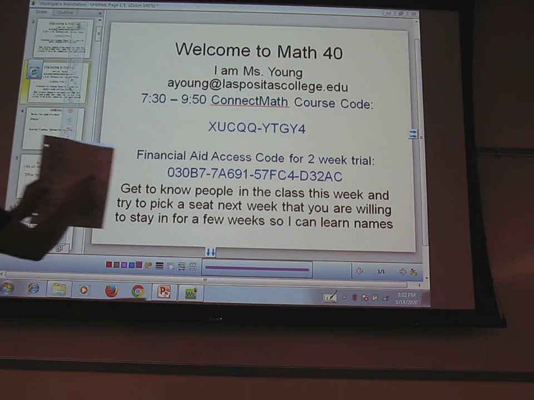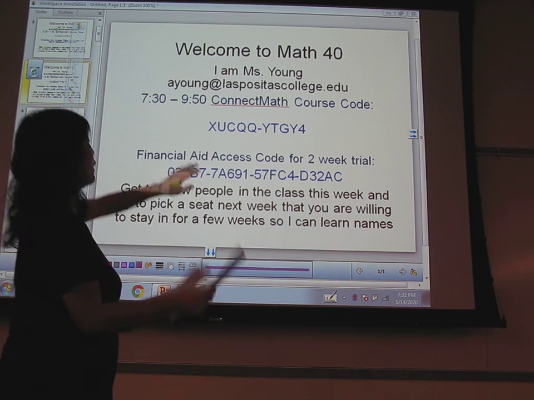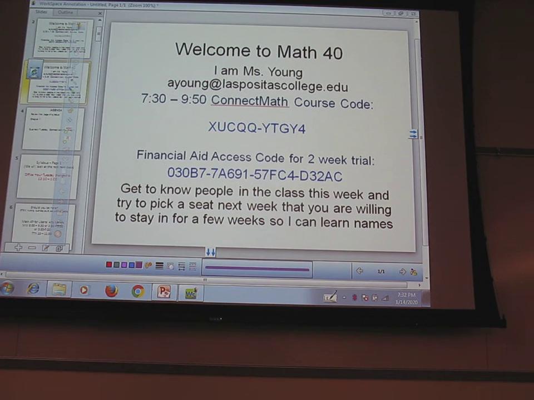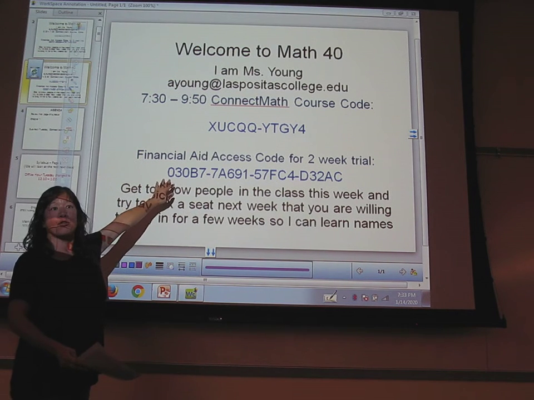So if you look right here on the syllabus, it's written right there. So you don't have to write this down. But you do need to register for it. So you need to go to Connect Math, register for that class, sign up for that one with that code. And then it's going to prompt you for an access code. You can use this financial access code for 2 weeks for free before you need to buy it.